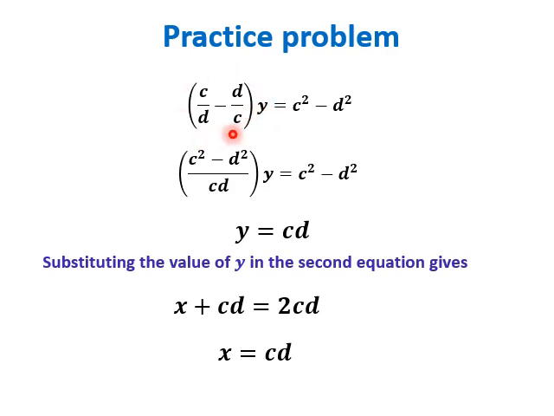On taking LCM inside this bracket terms, we get (c square minus d square) by cd, y equal to c square minus d square. So this term will get cancelled, both are in the numerator, so y will be cd. Now substituting the value of y in the second equation, x plus y was 2cd, now x plus cd is equal to 2cd, so x equal to cd. So our solution is x and y both are equal to cd.